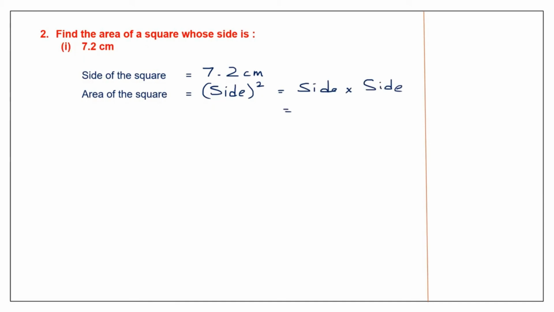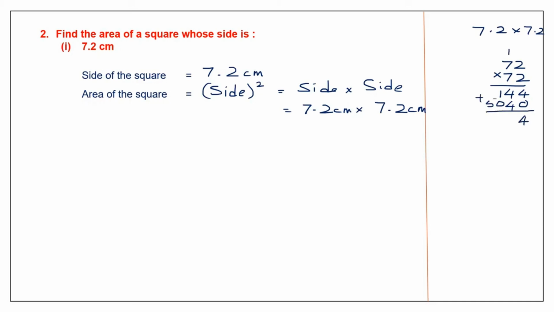So the side of the square is 7.2 centimeters. So we multiply this twice, 7.2 into 7.2. Let's multiply 7.2 into 7.2. That is 72 into 72. 2 twos are 4, 2 sevens are 14. Second step, 7 twos are 14, carry 1, 7 sevens are 49, plus 1, 50. So plus, we get 4, 8, 1 and 5.